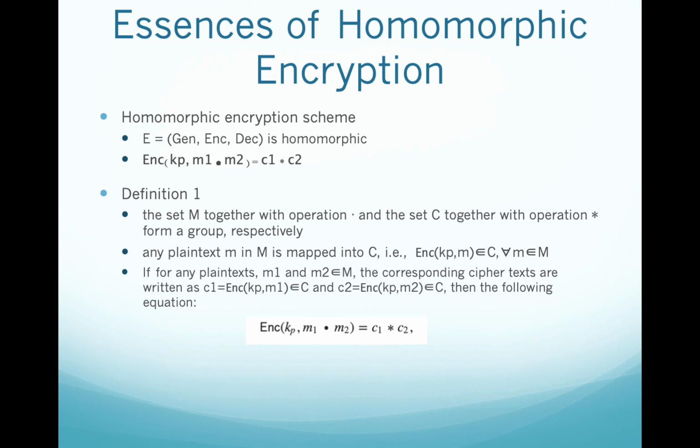And then the third condition that needs to be fulfilled is that for any plaintext M1 and M2 within mu, the corresponding ciphertexts are written as C1, the encryption KP, M1 within C, and C2 equals the encryption KP, M2 within C. And then that's how we get our final equation where the encryption KP, M1 dot product M2 equals C1 times C2.